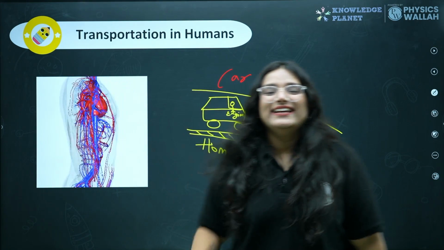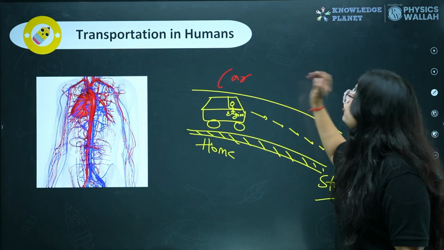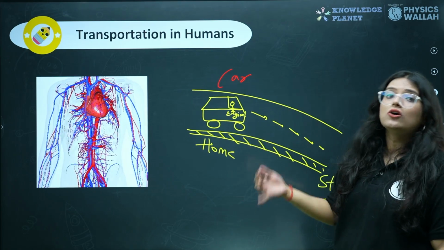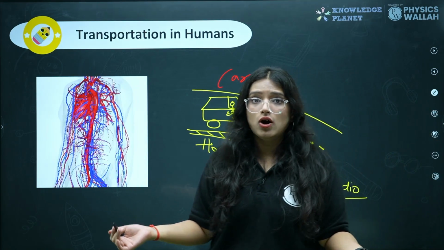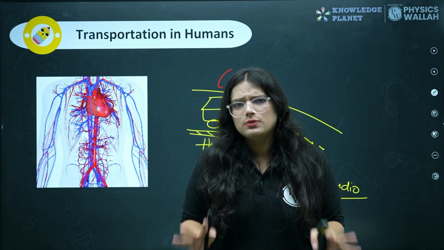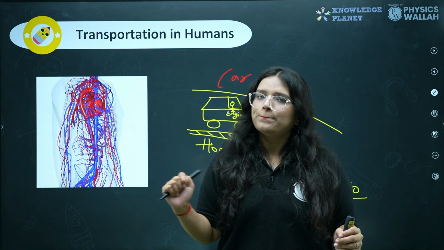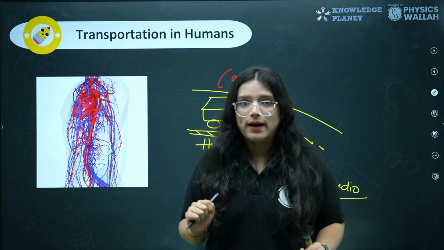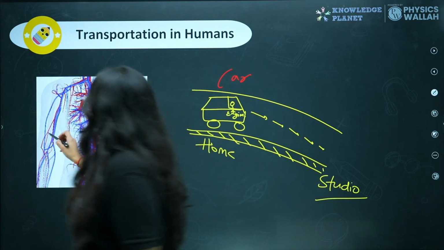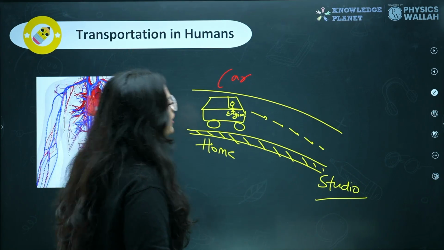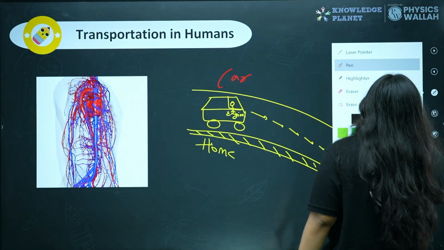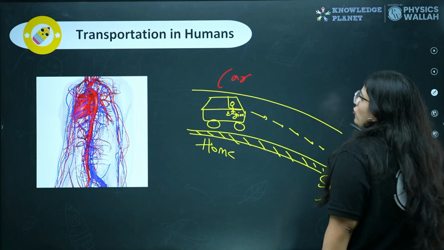Okay, now similarly the food also wants to travel, oxygen also wants to travel. So they need their transportation medium. Okay, now who makes up this transportation medium in our body? So now let's talk about it. Alright, so let's talk about this transportation, right? Where do we transport and how do we transport our food and oxygen?